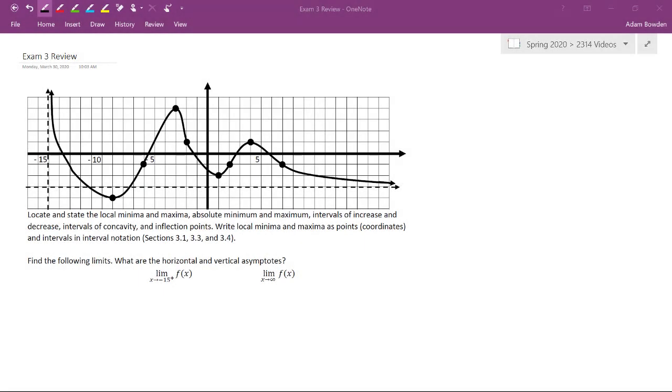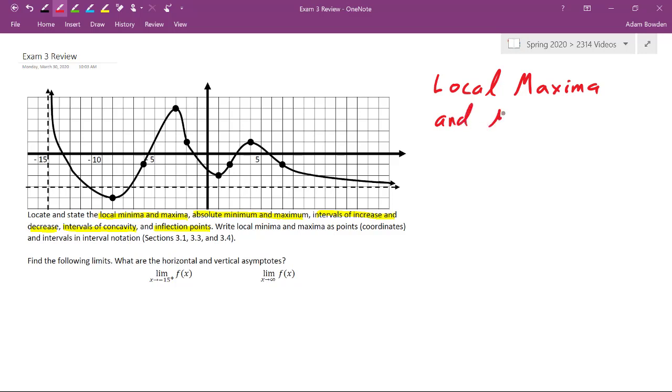So here we're going to start out the Exam 3 review looking at the graph of a function and determining a few things about it. Starting off with the local maximum and minimum, the absolute minimum and maximum, the intervals of increase and decrease, intervals of concavity, and inflection points.